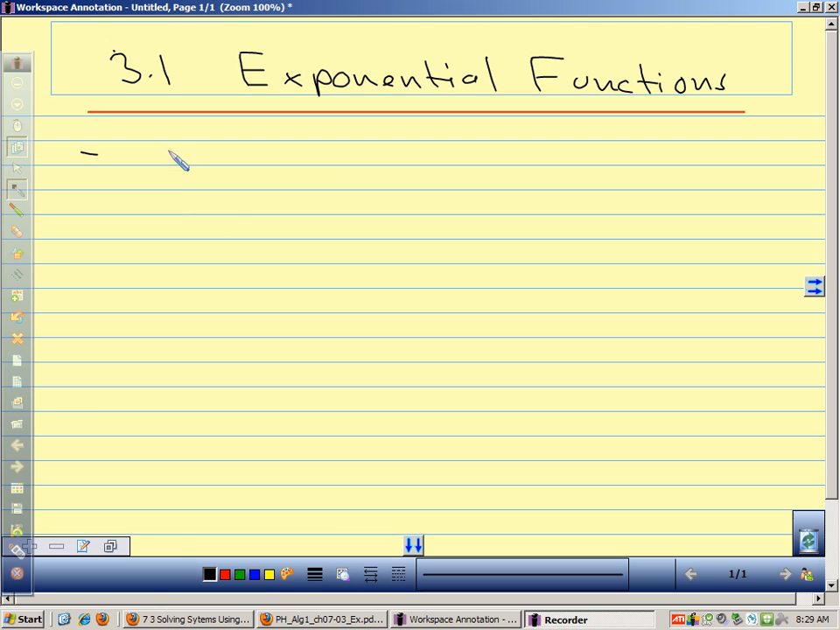So an exponential function is a function that looks like f of x equals a to the x. So our variable is our exponent. And a is greater than 0, and a does not equal 1. So if a equals 1, we just get a line. 1 to any power is still just 1. So we don't want a equal to 1.